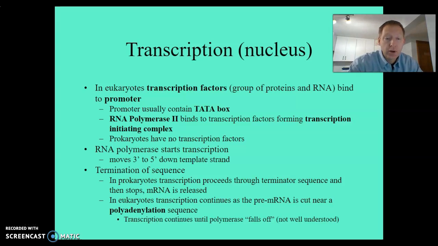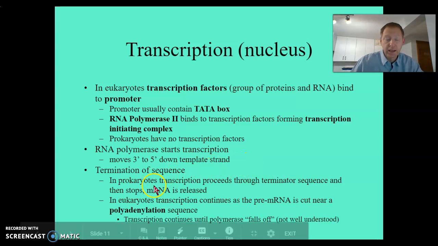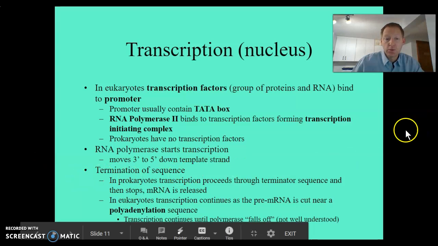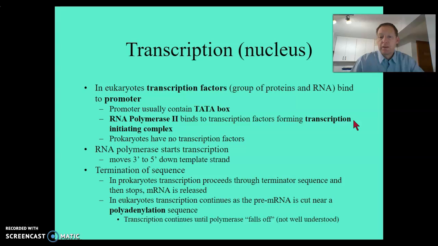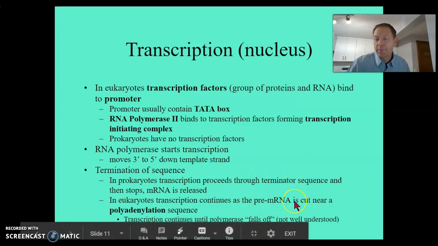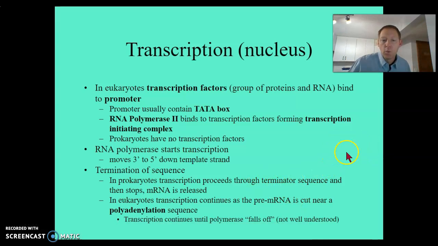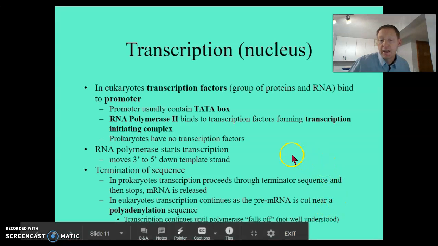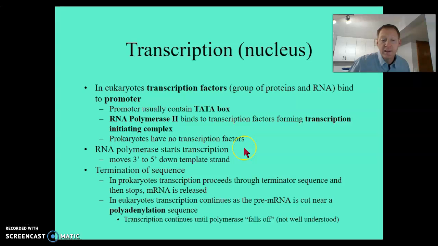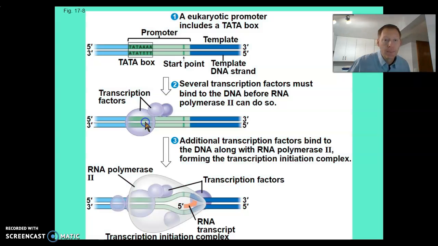But once you actually start the RNA polymerase, it starts transcribing, moves 3 to 5 down the template strand, meaning the RNA strand is built 5 to 3, the opposite because of the anti-parallel nature of DNA and RNA. And then eventually you get to a termination sequence, and at that point the RNA breaks off, and you now have a pre-messenger RNA. That's what this means right here. It's not quite messenger RNA because there's a couple other steps there. And then we don't really understand exactly how that RNA polymerase falls off, but it does, and we're ready to head to the next step.